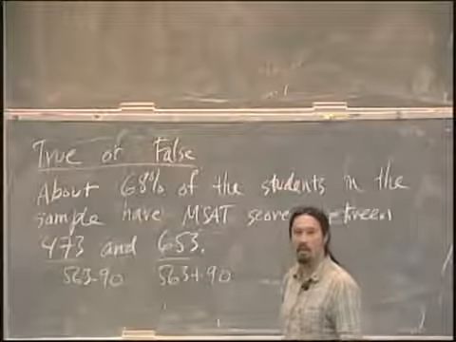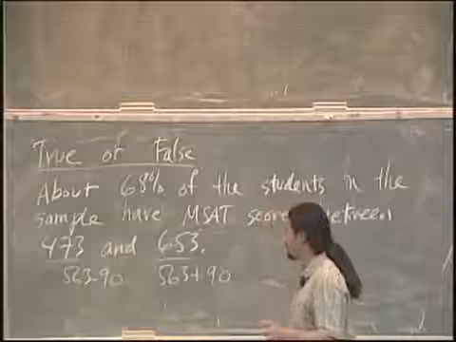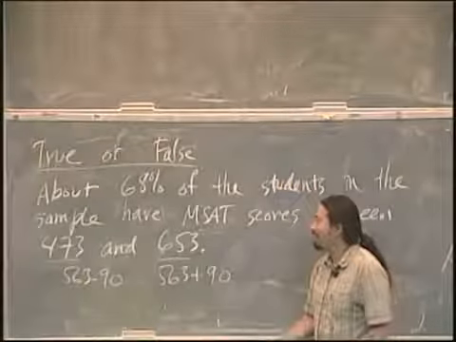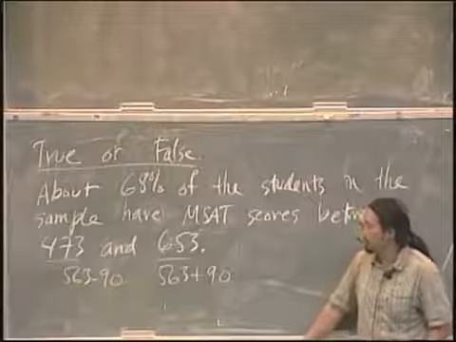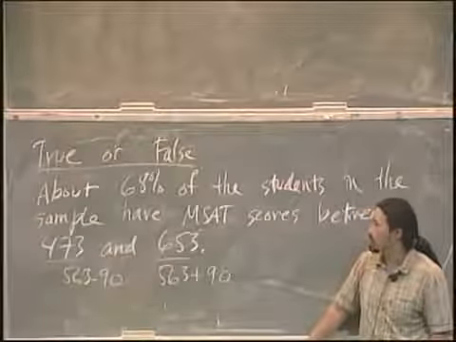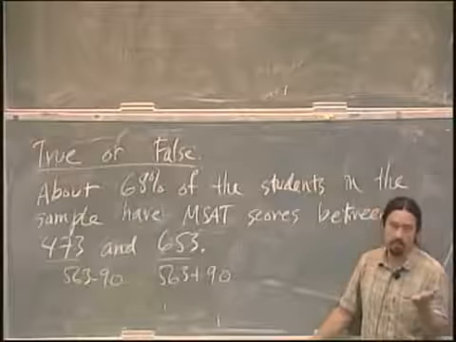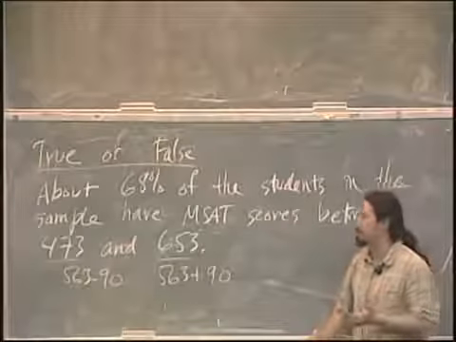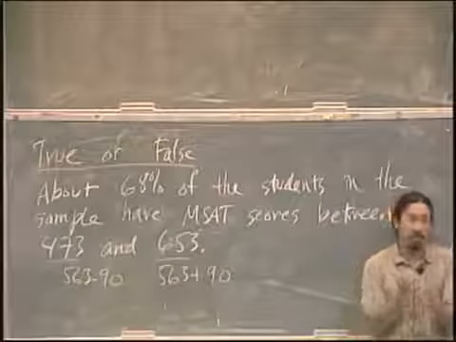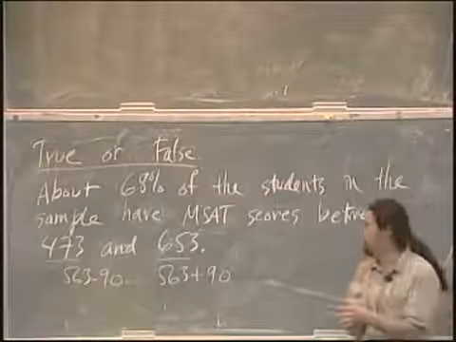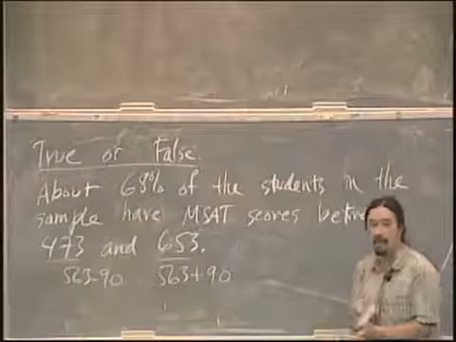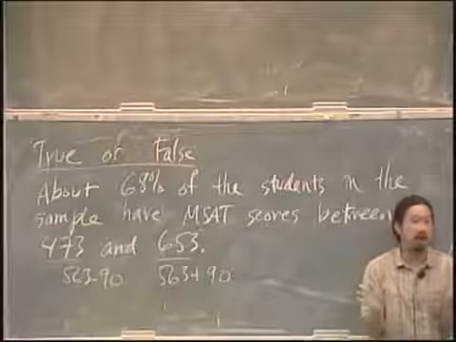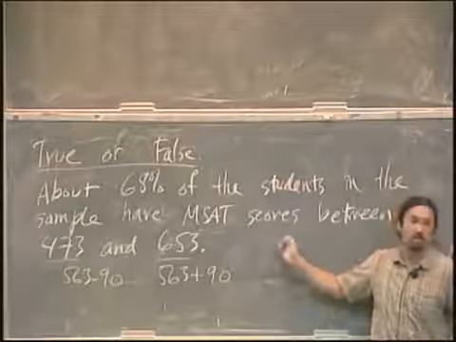Okay, I'll summarize briefly what he said. I'll just tell you, he's right. It's true, and it's for the reason he said. I'll say it a little more quickly. We have a list of numbers, a bunch of MSAT scores for the people in the sample. There are 400 numbers in our list. What do I know about these numbers? I know their average is 563. I know their SD is 90, and I know they follow the normal curve. So based just on that information, chapter 5, we could answer this question.